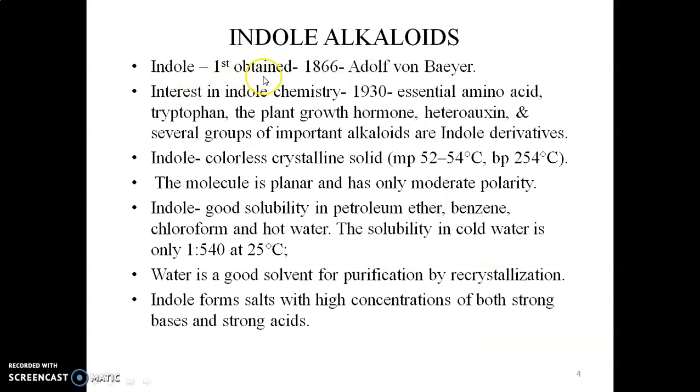Indole was first obtained in 1866 by the scientist Adolf von Baeyer. But interest in indole alkaloids and indole chemistry only began in 1930, because the essential amino acid tryptophan has an indole ring in it. The plant hormone heteroauxin has an indole ring in it, and several other groups of important alkaloids were indole derivatives. So the interest in indole chemistry began in 1930.